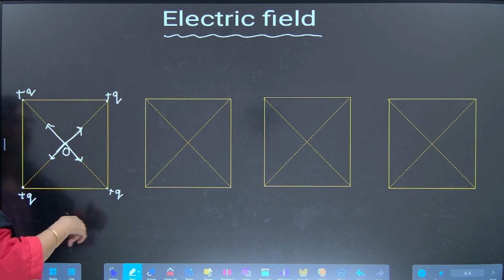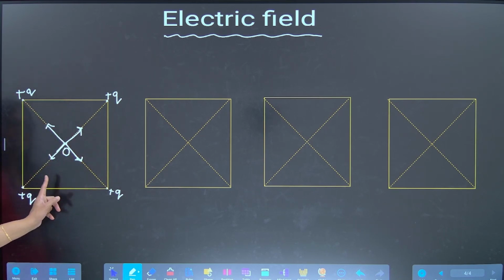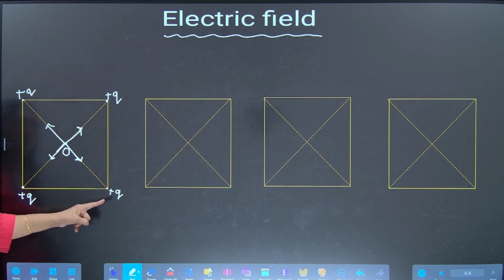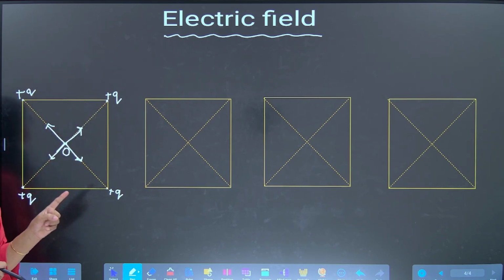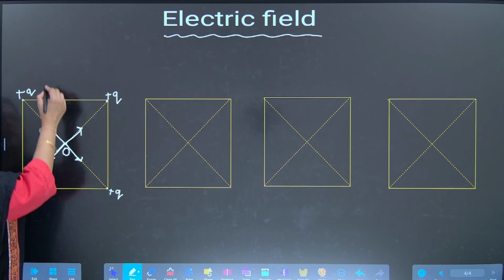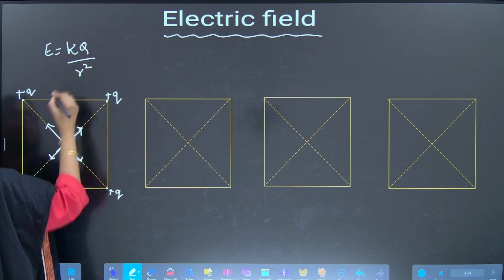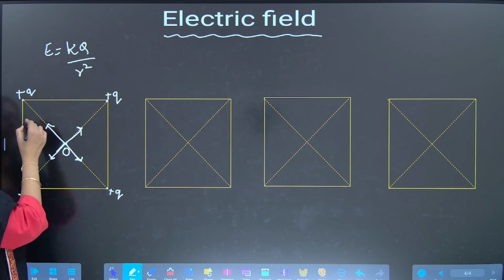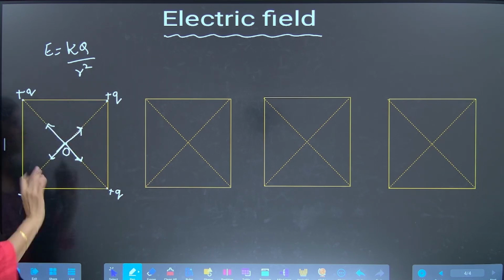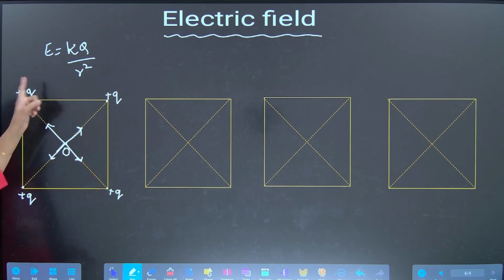Because all the charges are positive. You are ready with the directions. Now, in this case, I have taken all are of equal magnitude, plus Q, plus Q, plus Q, plus Q. When such a question is coming, what is the formula we have to follow? E is equal to KQ by R square. Correct? Substitute these charges. It is understood that these four parts of diagonals are going to have equal length. So the answer will be 0 for this electric field. Why?